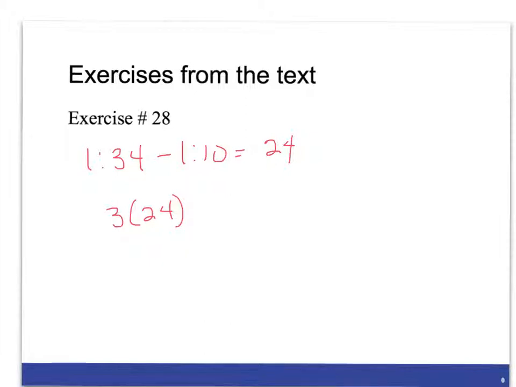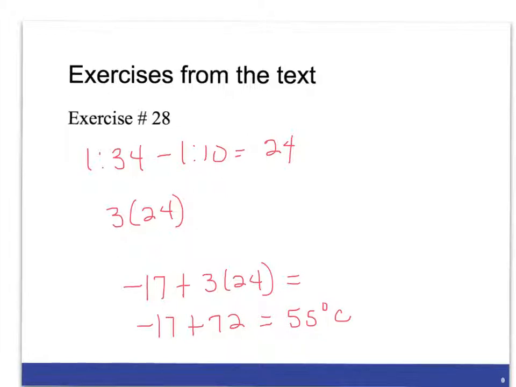So our problem is going to be -17 plus 3 times 24. And that's going to tell us how it did. So -17 plus 3 times 24. So let's clear this parentheses first. So I have -17 plus 72 equals. So my final answer is 55 degrees Celsius. At 134, it was 55 degrees Celsius. Whoops, 134. Let's change that.